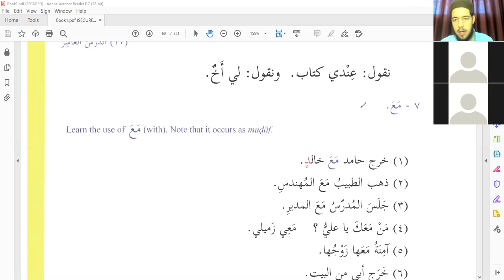Now we're transitioning to talk about another important preposition, ma'a. Ma'a is a similar preposition to inda and li. It is often translated as with. And we'll see different examples of it through the reading here in the exercise. But the important point for now is that the grammar of ma'a is just like every other preposition.